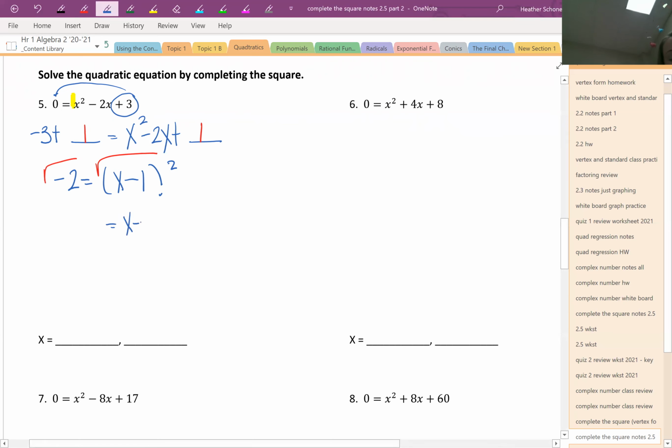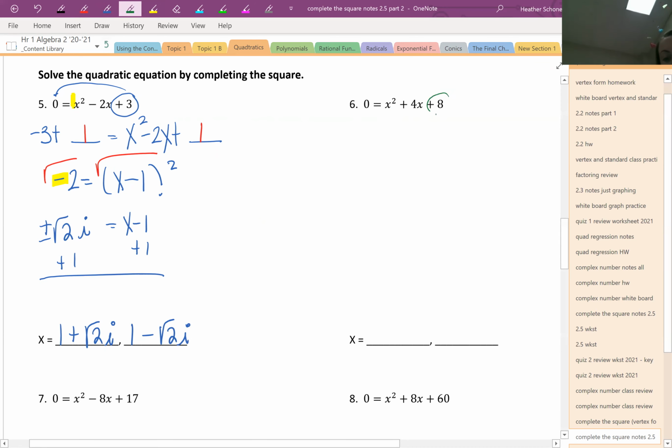Over here, that just gives me x minus 1. 2 won't simplify, so I just get plus or minus square root of 2. But because I'm taking the square root of a negative number, I have to add the i. Now I'm going to add 1 to both sides. So I get 1 plus the square root of 2i and 1 minus the square root of 2i.